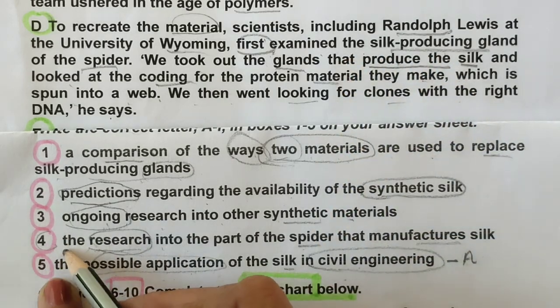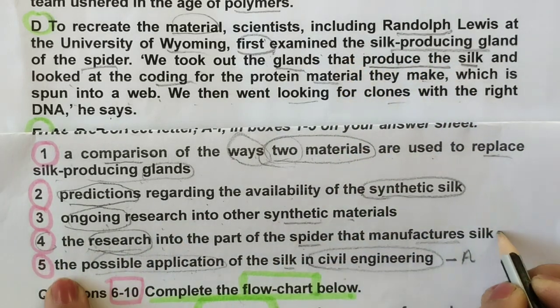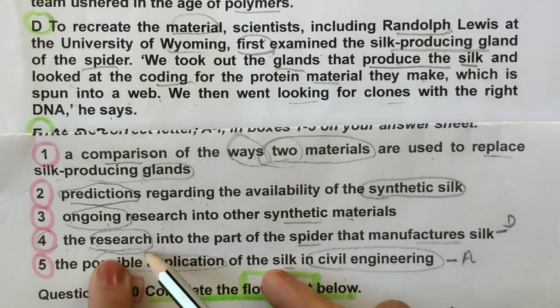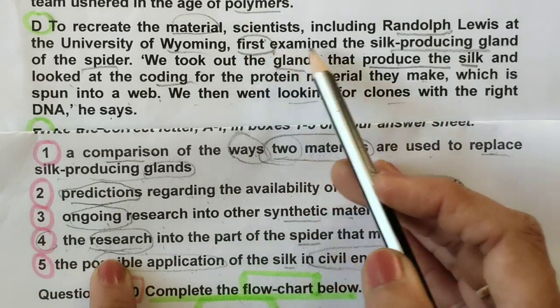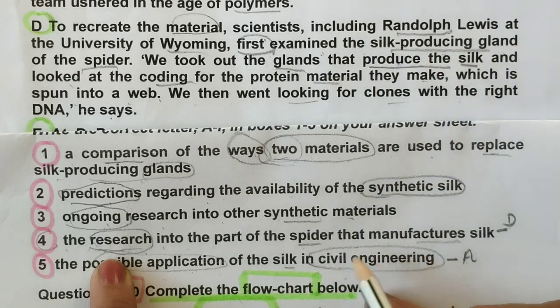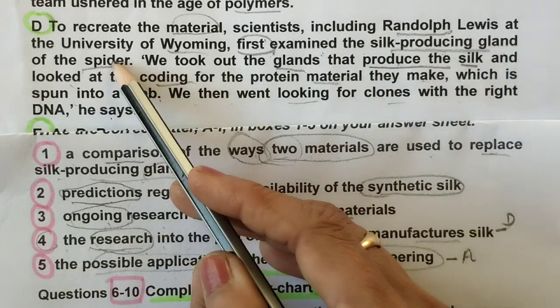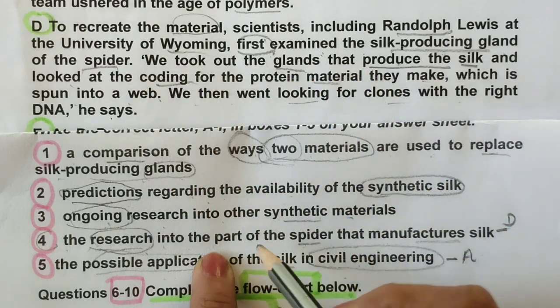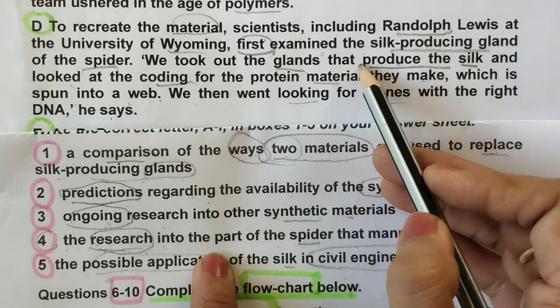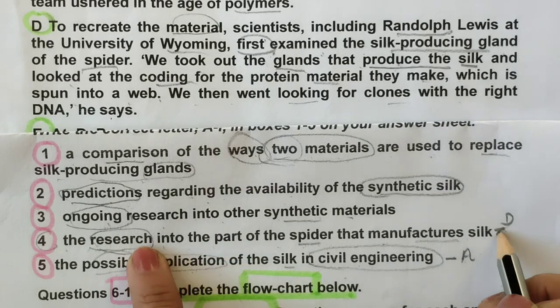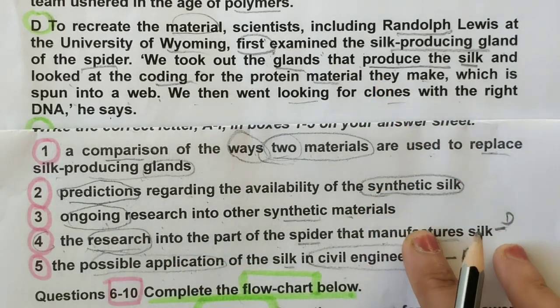You can read it properly. Fourth number will go with D. Research into how they research: first examined the silk producing gland, part of the spider. Silk producing gland of the spider means part of the spider is there, that manufactures silk. So that is perfectly matching with D.